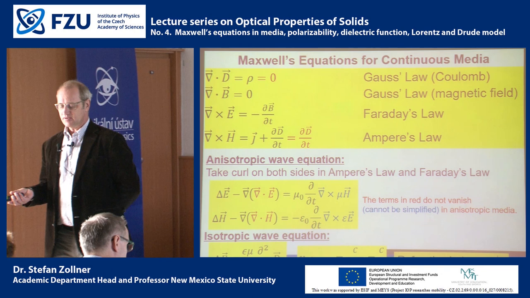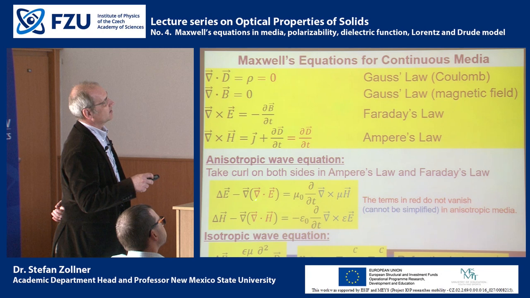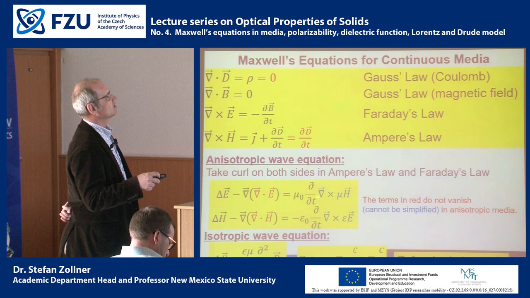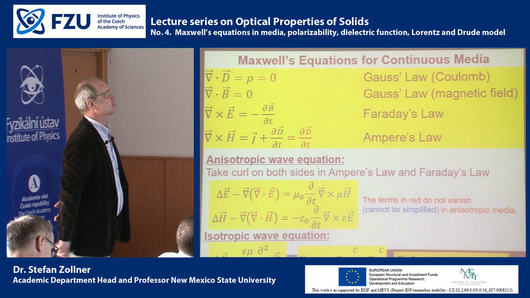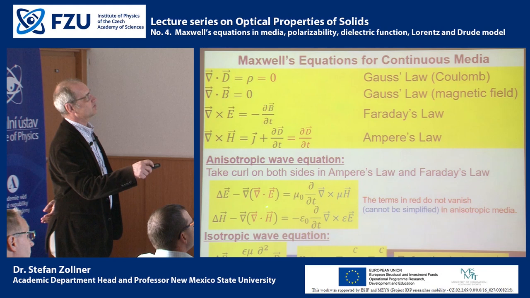But the problem is that in an anisotropic medium, the divergence of the electric field is no longer zero. And therefore, I'm not able to simplify these two equations, and that means that in an anisotropic medium, I no longer have a wave equation. I have two coupled equations for the electric field and the magnetic field.